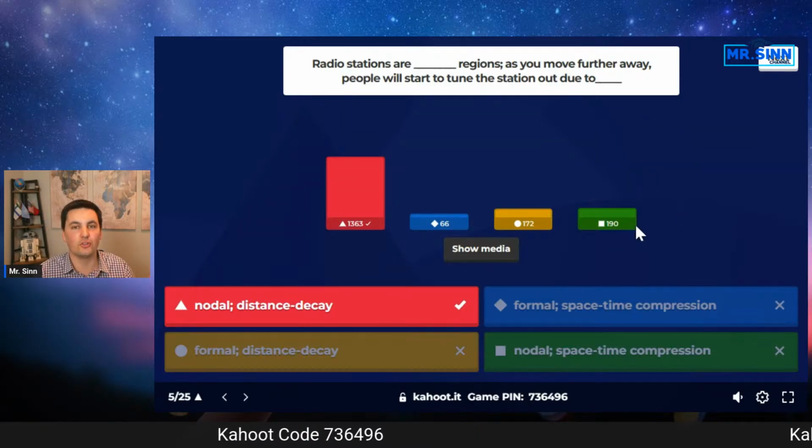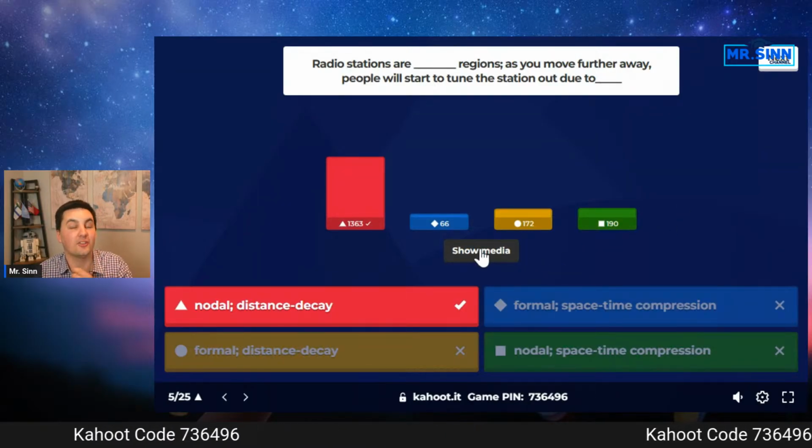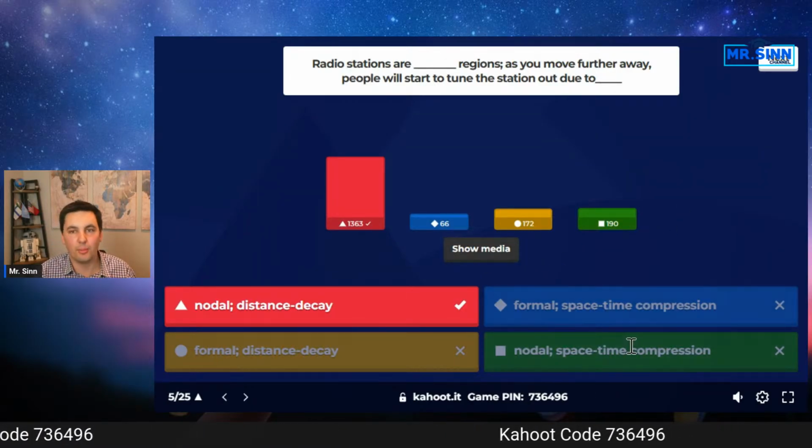Yes, the majority of people, it looks like, got this. It would be nodal. And then again, it's distance decay. So remember, for those who put time-space compression, that is shrinking, so it's actually making distance decay less impactful. Distance decay, again, the farther away we are from somewhere, the less likely we are to interact with it. Nodal, again, is focusing on, in this case, a radio station. So that would be the center that transmits outwards. If you're in that radius, then you'd be part of that region. Once you leave it, you'll probably get it from a different radio station. The signal gets too weak then.